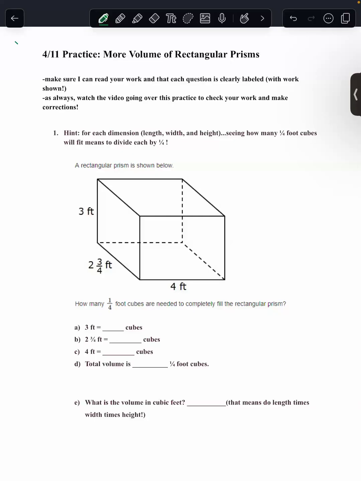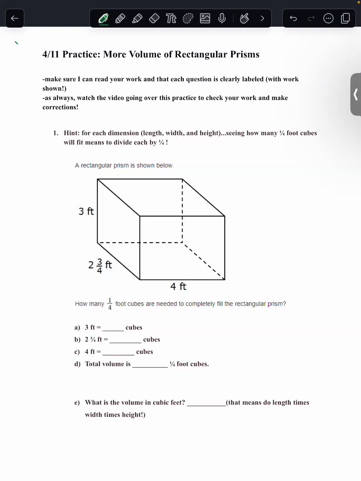All right, here we're on 411 practice, and this is one of the tougher things that you're asked to do in sixth grade math. Okay, so you're like, dude, this is tough. It is pretty tough. We're taking volume, but instead of it being filled with 1 inch cubes or something like that, it's fractional ones. So you're still doing length times width times height, or area of the base times height, but you're having to divide it into smaller parts.